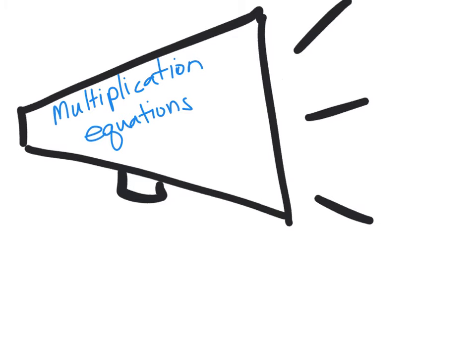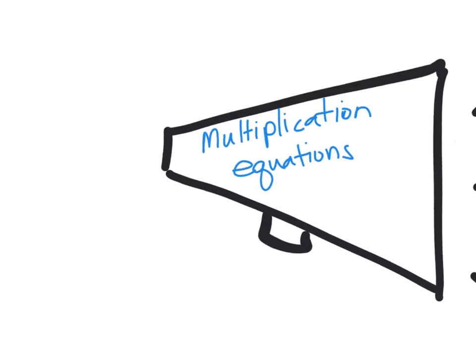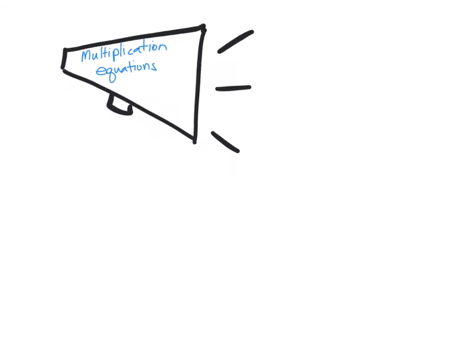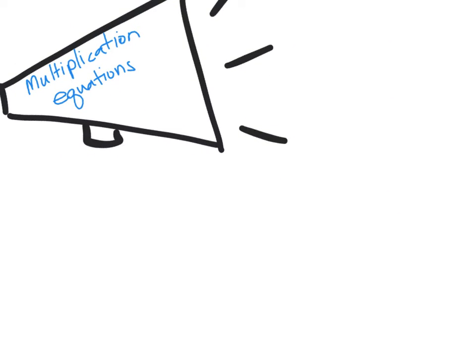Class, today we're going to talk about multiplication equations. Let's get started. With multiplication equations, we're going to be using the division property. Our example is 7a equals 63, with the variable being a. What we want to do is isolate the a, so we're going to use the inverse relationship, which is division.